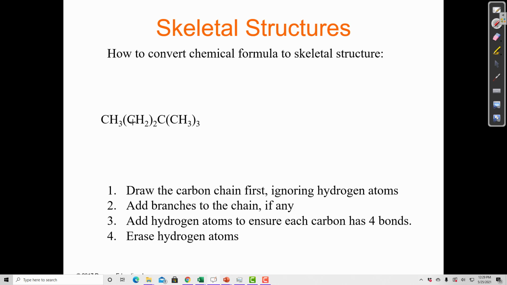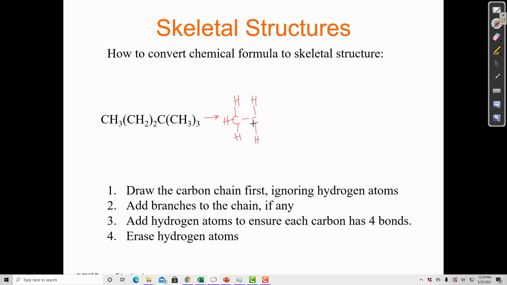So probably a good place to start is to do this as a two-step process. So the first step will be drawing this as an expanded formula. So I have CH3, and that's bonded to the next one, CH2, CH2, that leaves one more bond open, right? Because this carbon can have four, and after it's bonded to the one before it, and it has CH2, there's one, two, three bonds taken up. So this carbon can bond to one more group.